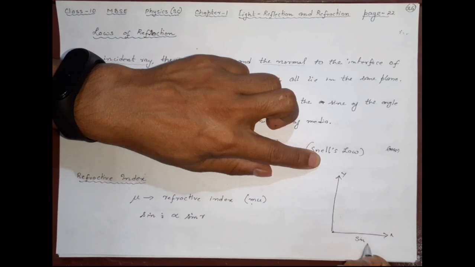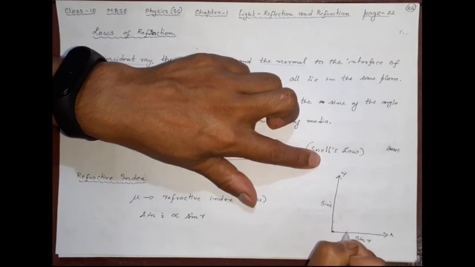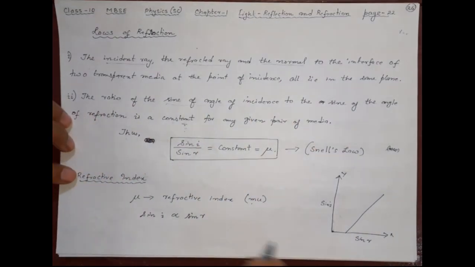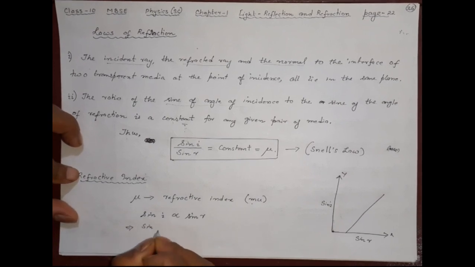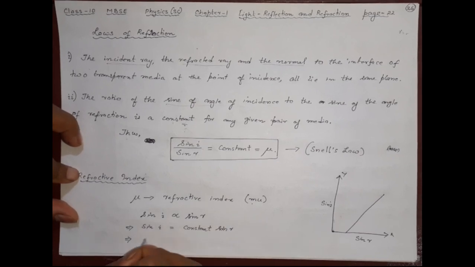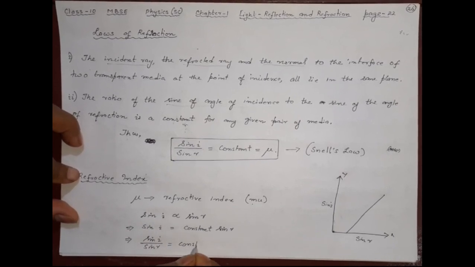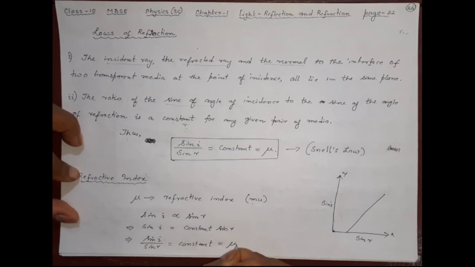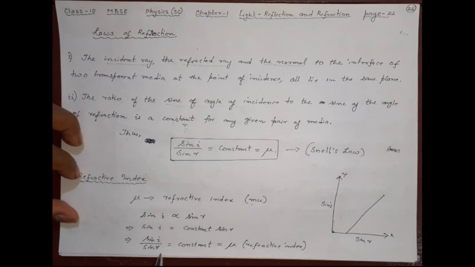If on the x axis you put sin r and on the y axis you put sin i, you will get a straight line like this. So sin i is proportional to sin r. Change the proportionality into an equality with a constant: sin i by sin r equals a constant, which is called mu, the refractive index of the second medium, where the refracted ray is going, with respect to the first one.